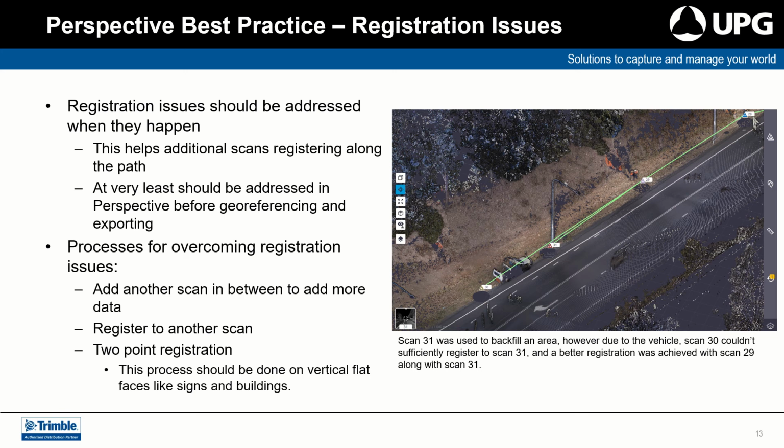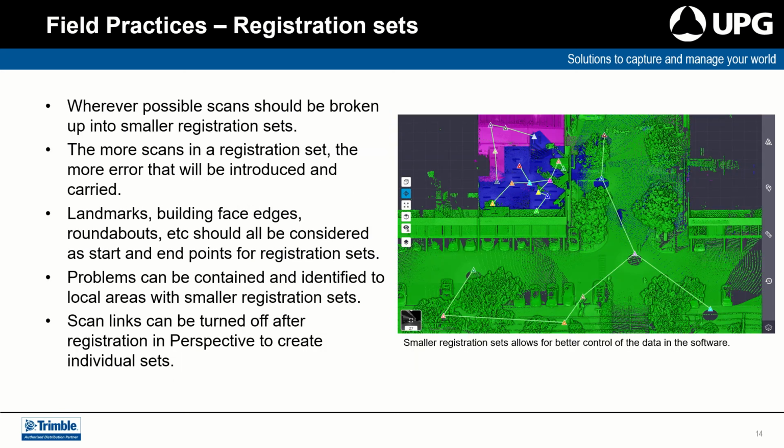The other one is that you could use 2-point registration to manually select 2 points in each scan that are common areas to help the system identify where it should be matching the data up against one another and producing the best results. In the example on the right, scan 29 and scan 30 didn't correctly match to one another, so scan 31 was put in between the two to help improve the registration process.